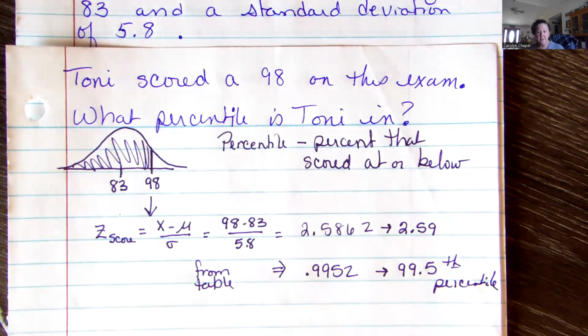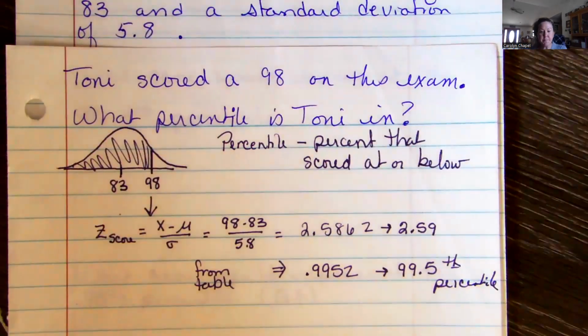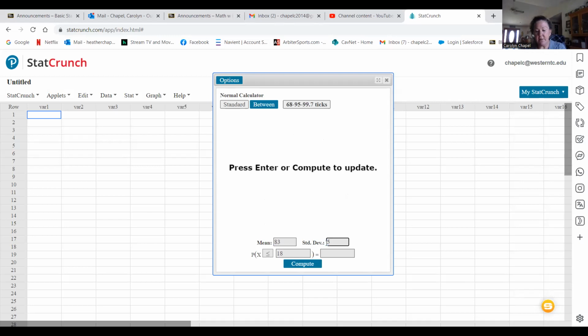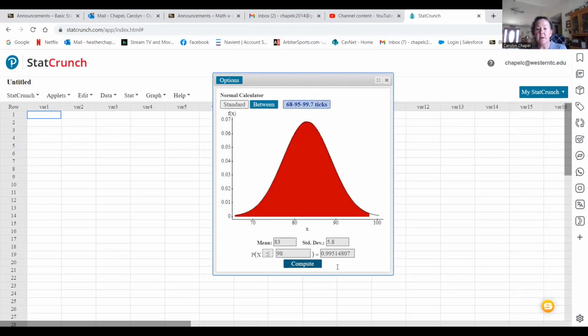Okay, I'm going to go to StatCrunch, so give me a moment while I switch screens. This is still set up for my old example from my previous piece. So we have 83 as my mean, my standard deviation of 5.8. And we want to know the probability of scoring below a 98. And we're going to compute. So 0.9951. There we are, which is pretty close to what I had. A little bit different in the decimals, and it can be a little bit more different if we had been closer to the middle. But still we see that 99.5th percentile.